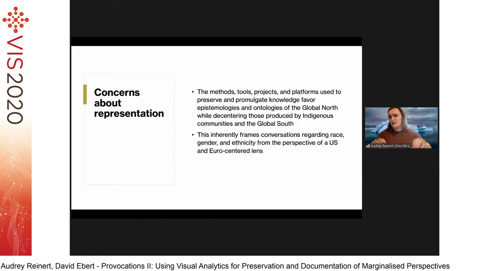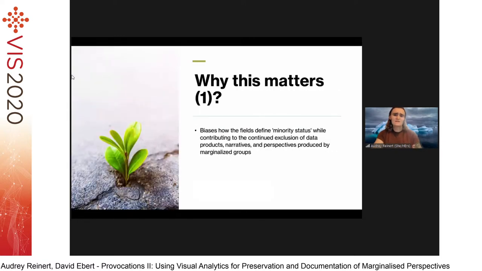Further, we are also inherently framing a lot of really complicated conversations that we need to be having regarding, say, gender, ethnicity, gender presentation, religion, from a purely US and Eurocentric lens. So why does this matter? Well, it biases what we consider minority status, further contributing to this exclusion of data products produced by these marginalized groups and marginalized communities.